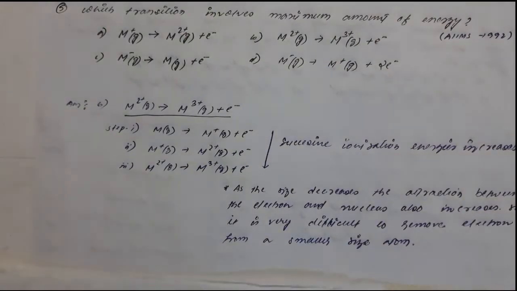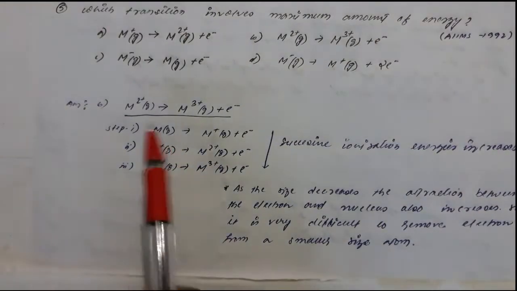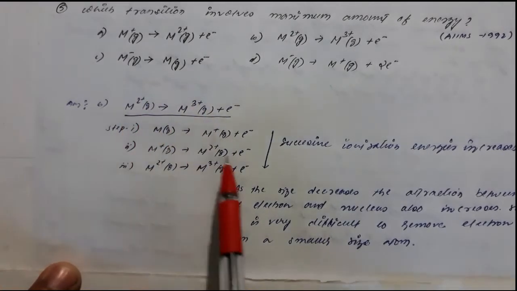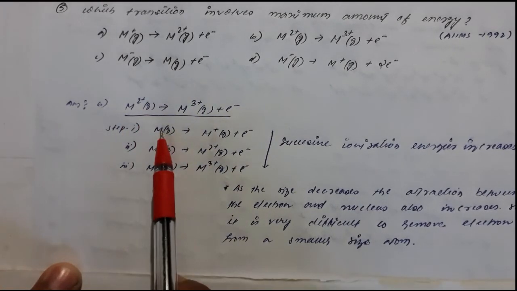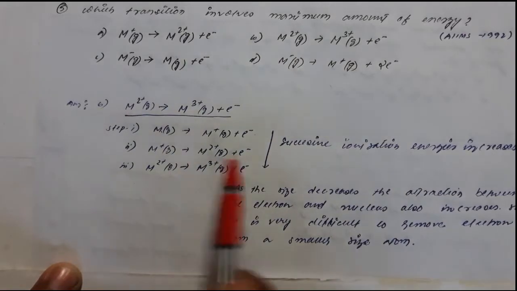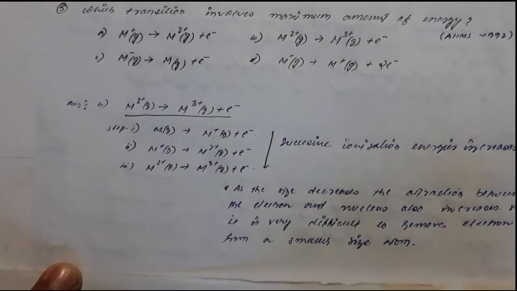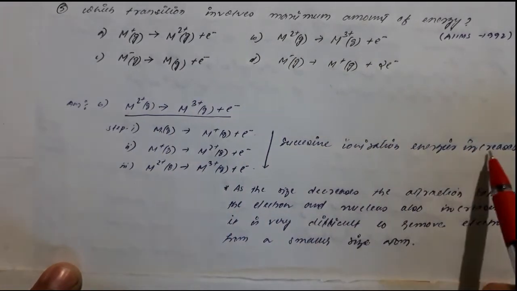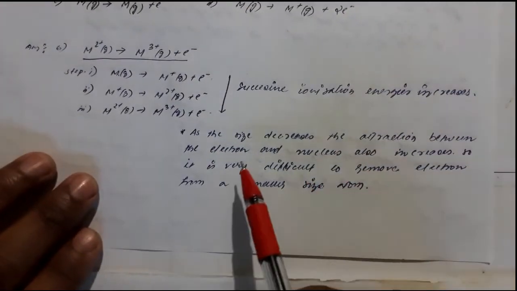Okay, so look at it. Here I have given the options. Look at this B option, right? M2 positive involves how many steps here? First of all, it was M. It requires energy. Here also it requires energy. So here it is maximum. So successive ionization energy increases.